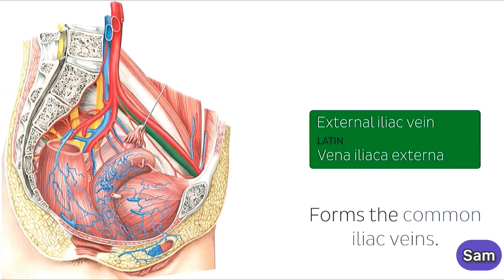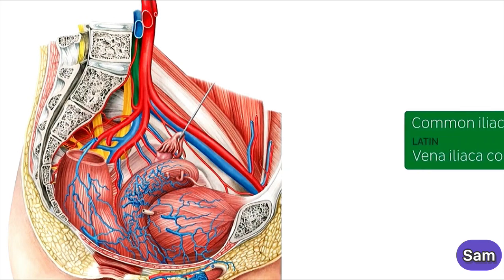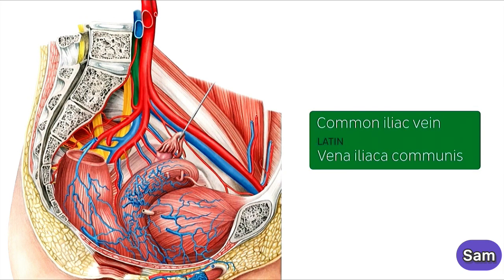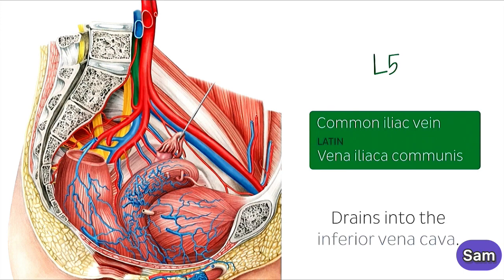The left and right common iliac veins drain into the inferior vena cava, which is formed when the veins merge at the level of L5. All of the blood from the lower extremities and pelvis drains into the inferior vena cava, which carries the blood to the heart.